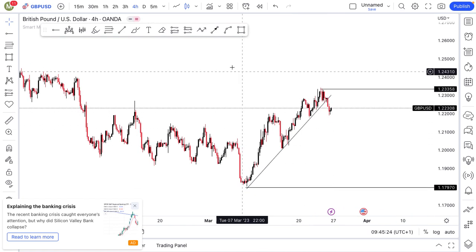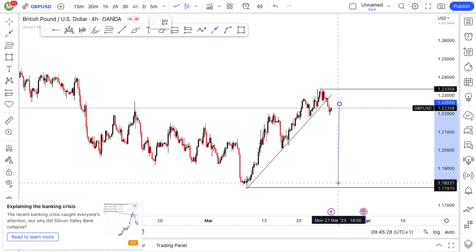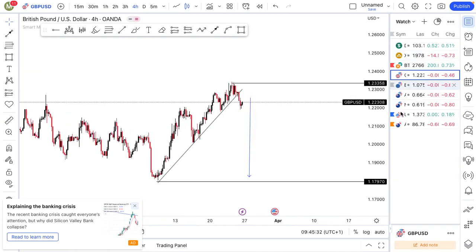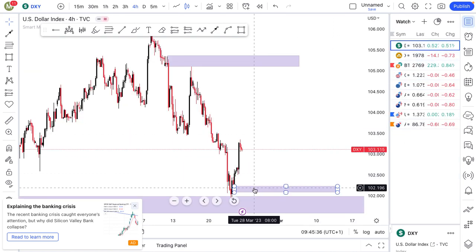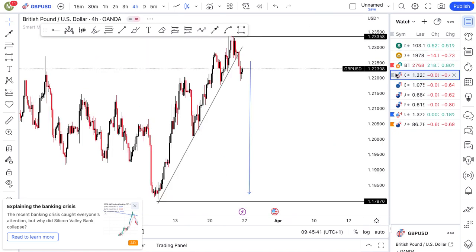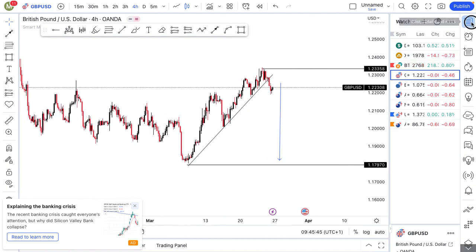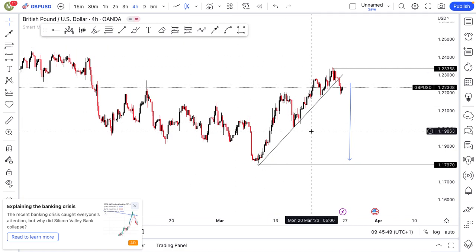So from what we're expecting, we expect a fall to the downside right down here. Possible analysis, because if you look at DXY, you can see DXY is about to shoot to the upside. Like I said, DXY is planning to shoot to the upside, while Great British Pound USD is planning to shoot to the downside. So you see how inversely correlated these pairs are. So this is what I get on the 4 hour time frame.